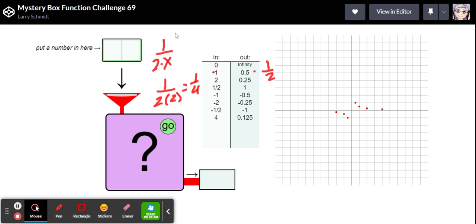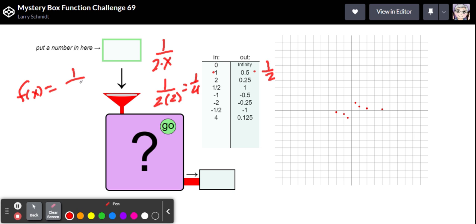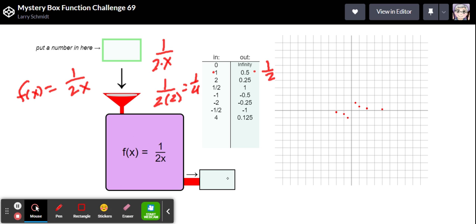So I think we've actually got it. I think it's f of x equals 1 over 2x. Let me write that out better. So f of x equals 1 over 2x. That's my guess. We're going to reveal and see if I'm right. Yeah, 1 over 2x. Very good. Let's go ahead and graph that as well. And there it is, those big arms stretching out to infinity on either side of the origin.